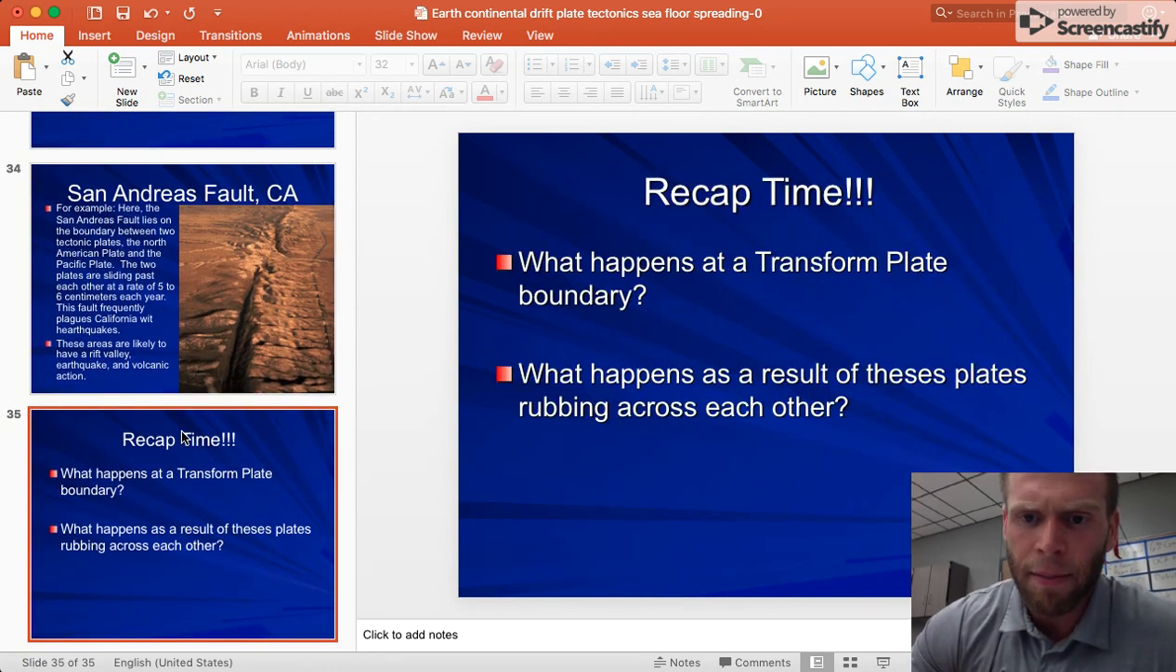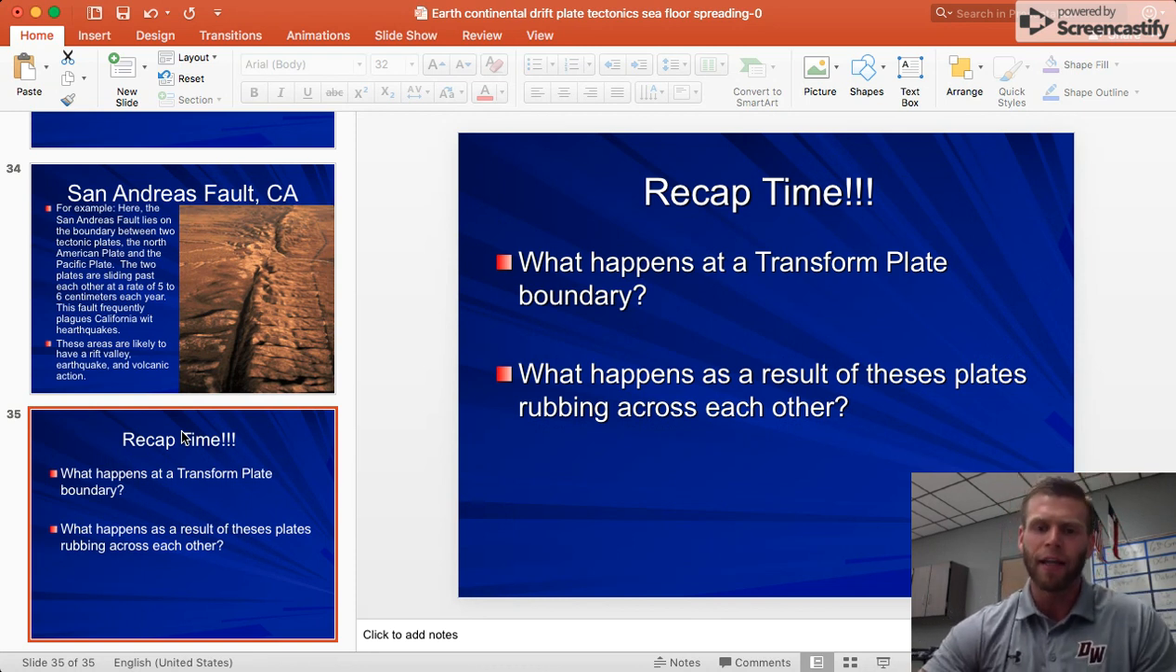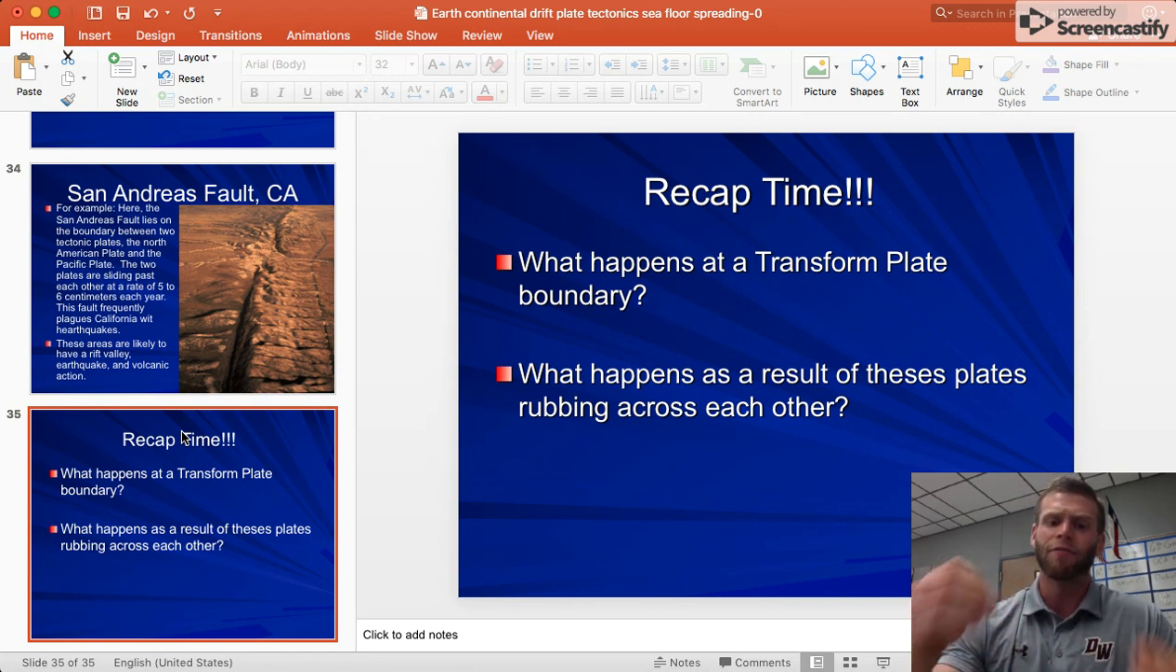Recap time, the final one. I know you're so happy to get there. What happens at a transform plate boundary? And then what happens as a result of these plates rubbing across each other? So first of all, what's happening? How do you know it's transform? And then finally, as a result of these plates rubbing, what kind of things occur?